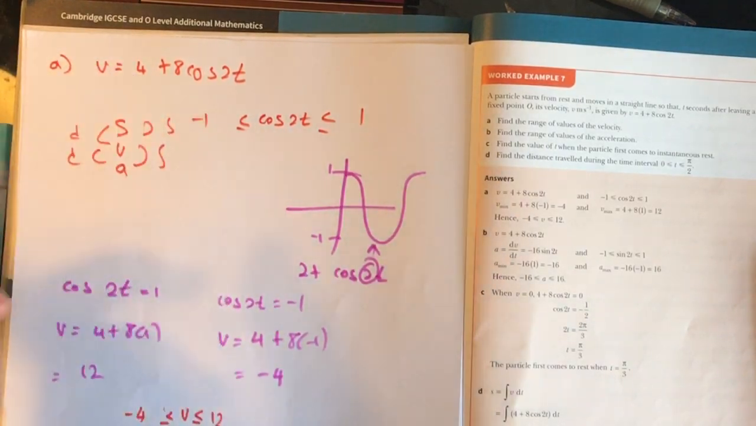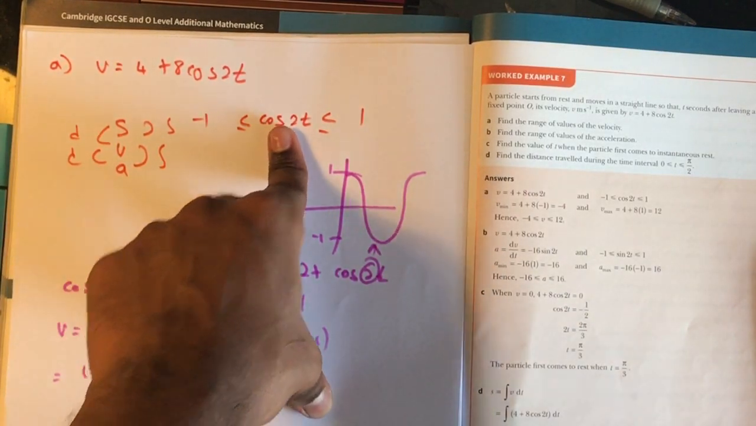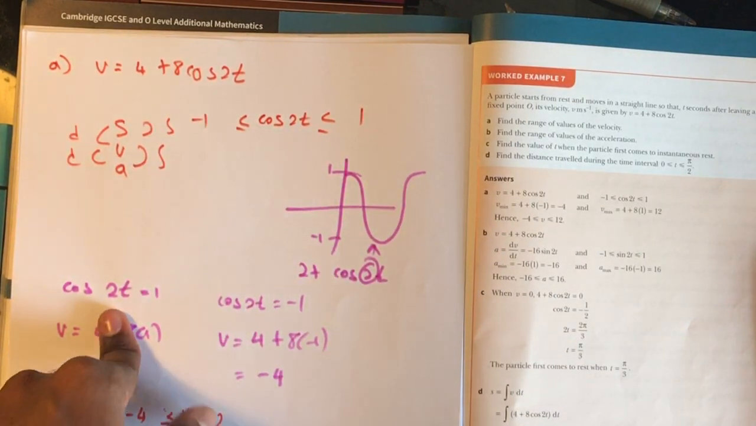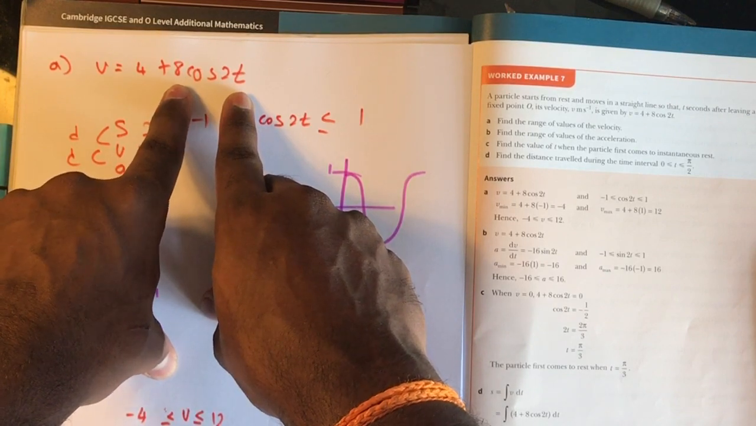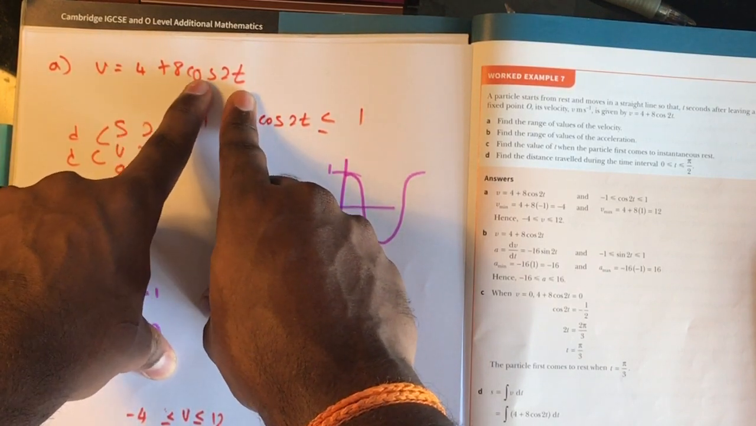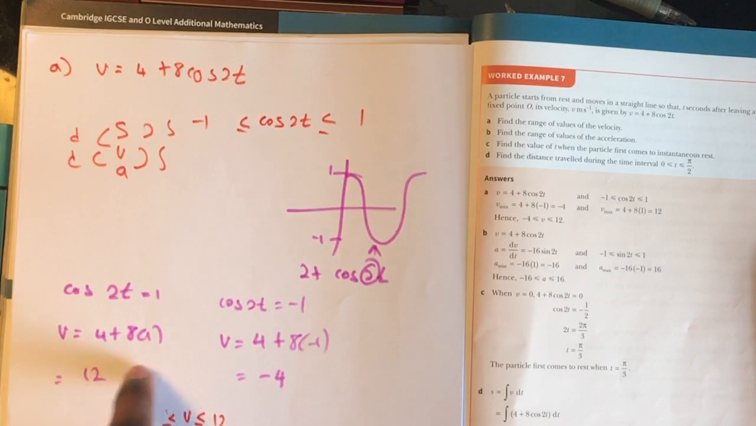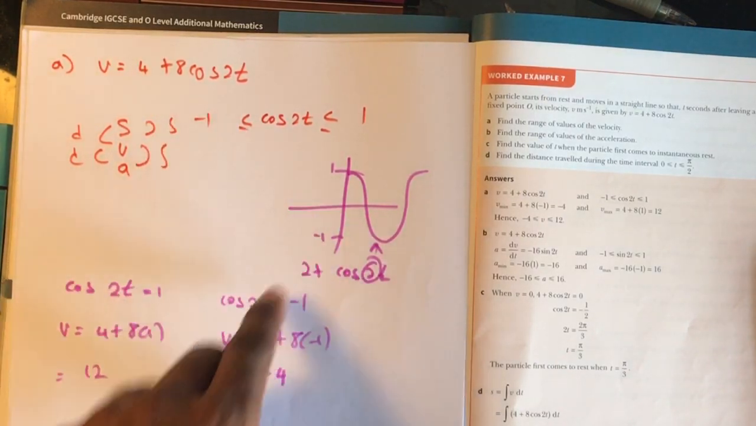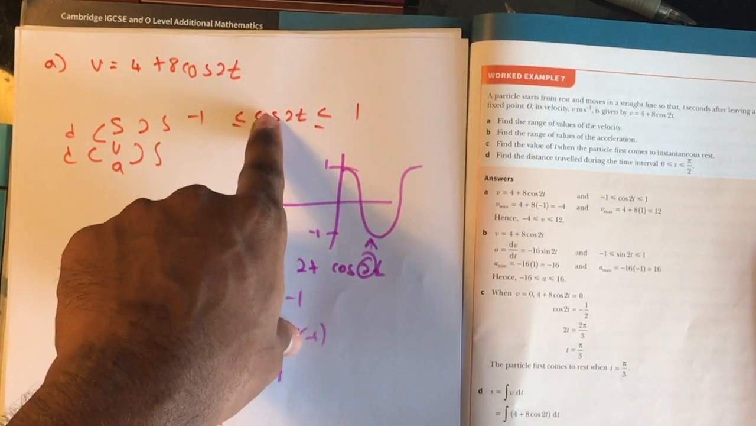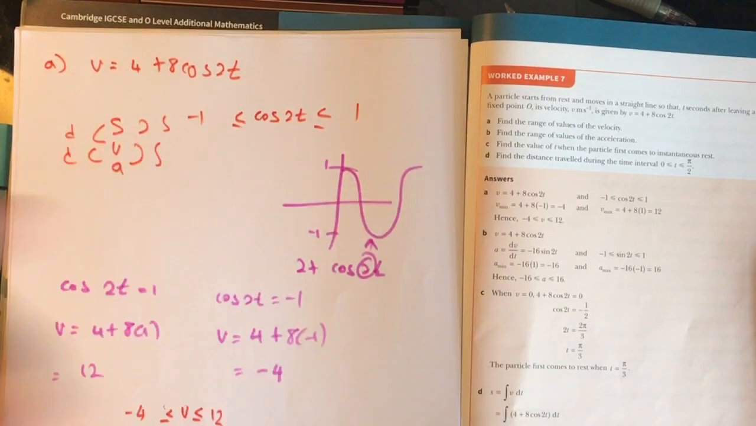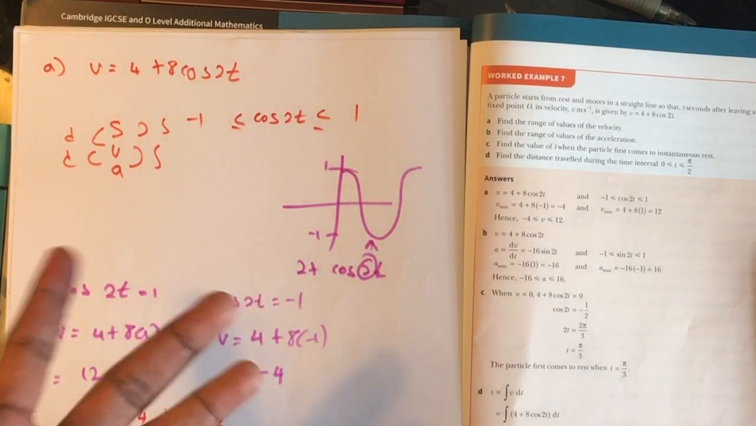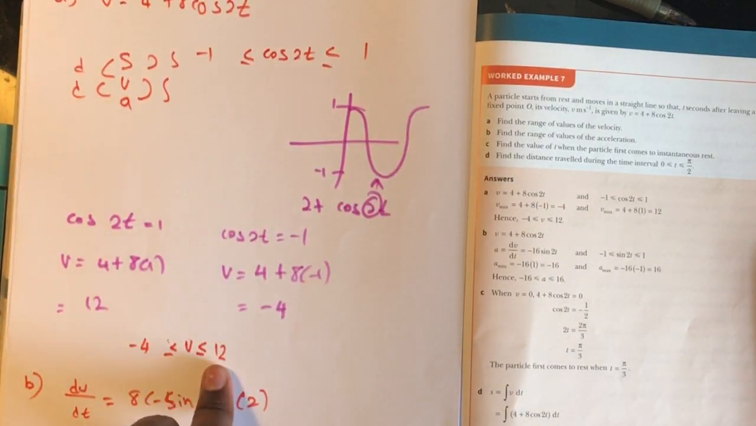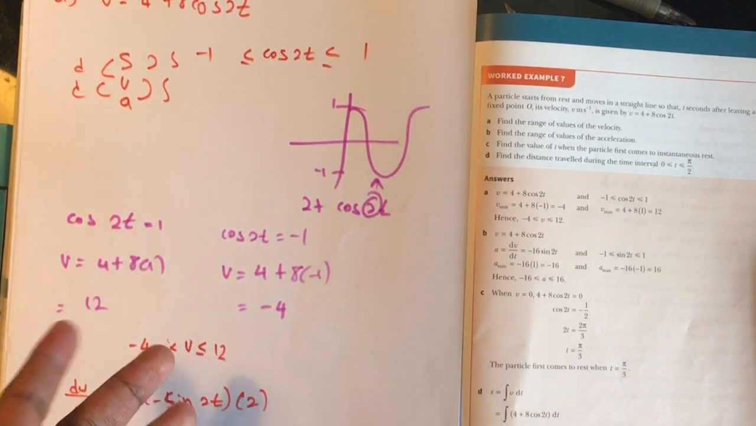So then what you do, you already know that cos 2t is 1. I'm going to declare here that when cos 2t equals 1, I replace this function with 1. So 4 plus 8 times 1, I get 12. And for cos 2t, I declare negative 1 because the other limit is negative 1. So 4 plus 8 times negative 1, you get negative 4. So that leads you to this equation here, how you get the limit for the velocity.